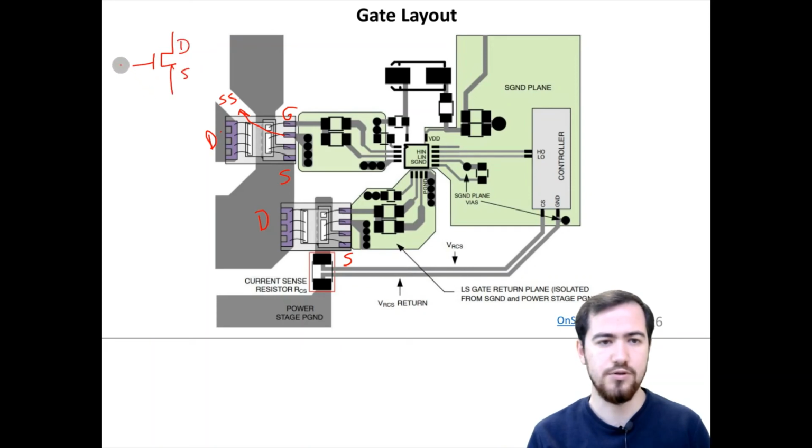Drain, source, gate. So the manufacturer provides another pin which is called the Kelvin source or the SS pin, and it is connected to the source pin, but we are using this SS pin just for driving the gate signal. The main current should flow through the drain to source. So the SS pin is actually connected to the gate driver plane.